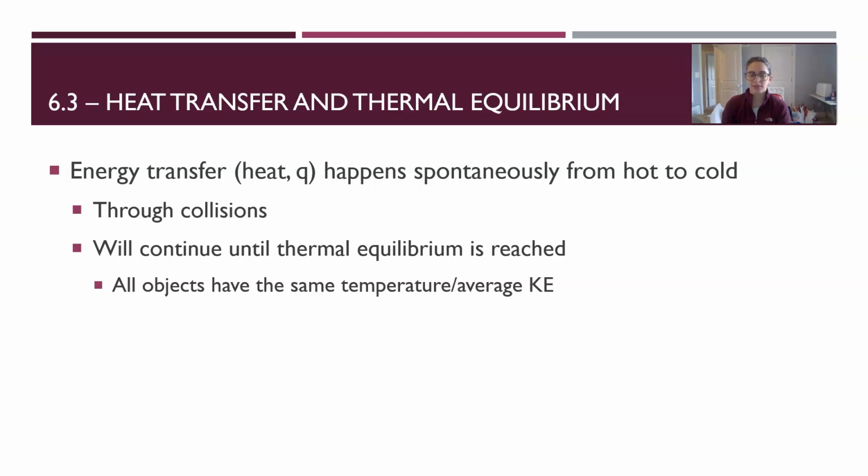So when you mix something that's hot and cold, you're going to end up with a final temperature or a final average kinetic energy somewhere in between the hot and the cold, because the hot object, particles, substance, whatever it is, is going to collide with the colder particles, and energy is going to transfer from the hot to the cold. So that's going to raise the energy of the cold particles. It's going to lower the energy of the hot particles. Eventually, this is going to happen until everything reaches the same temperature, which is going to be somewhere in between.